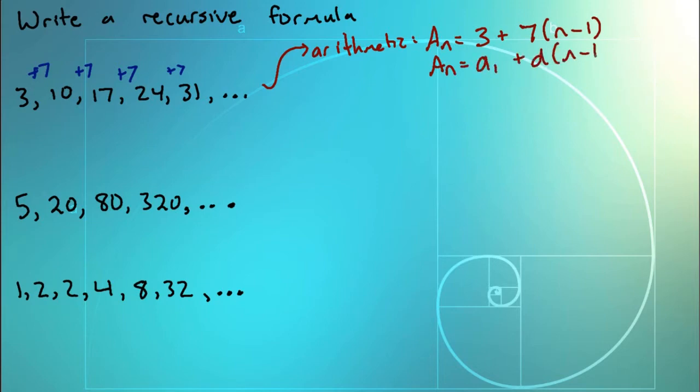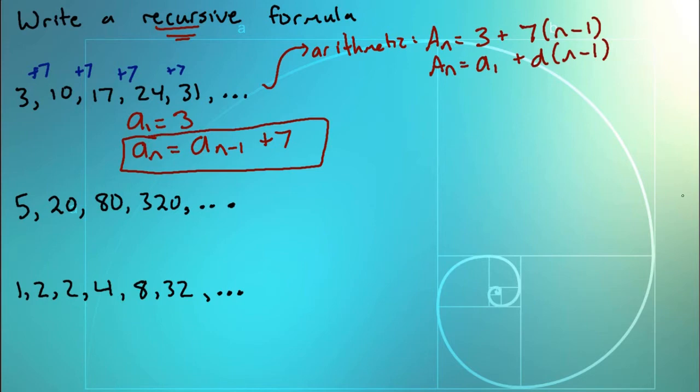But what we're asked to do is write a recursive formula. So a recursive formula is going to be based on the previous terms. So my first term, we'll start there, is 3. And I see that I add 7 to the previous term each time. So a sub n is going to equal a sub n minus 1, the previous term, plus 7, because I add 7 to the term before it each time. So there's our answer.